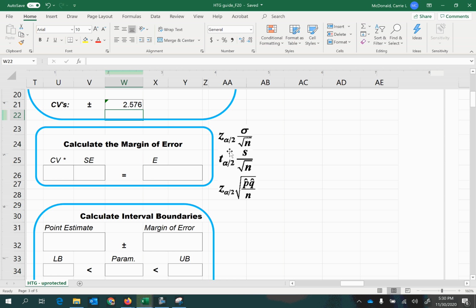So these other two formulas were for calculating a margin of error when you're estimating a population mean. Here we're talking about proportion, so we're using a different formula. So we're going to use this. This will calculate our margin of error E.